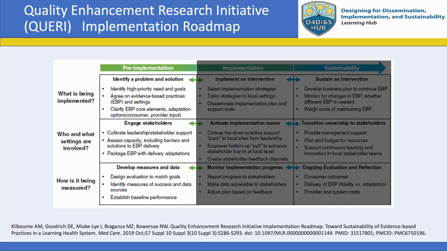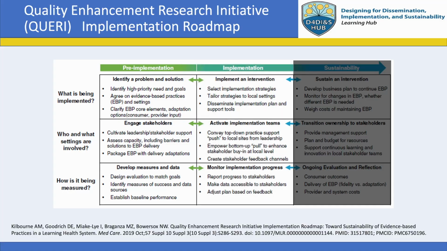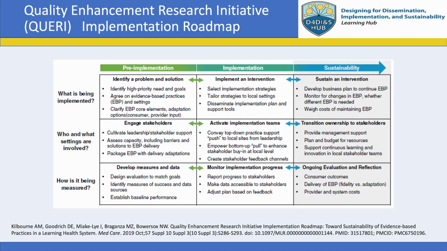In pre-implementation, you begin to identify high-priority needs, engage partners, and learn about local environments and culture. In implementation, you use strategies that support frontline implementers with adopting the intervention. And finally, in sustainability, you will analyze the business case for sustaining an effective intervention and hand off to local operations. The roadmap can help make implementation science more user-friendly and accessible to frontline partners who need to apply this knowledge.